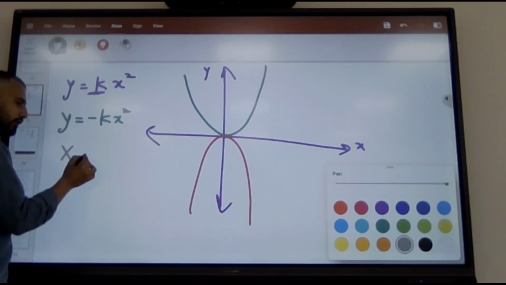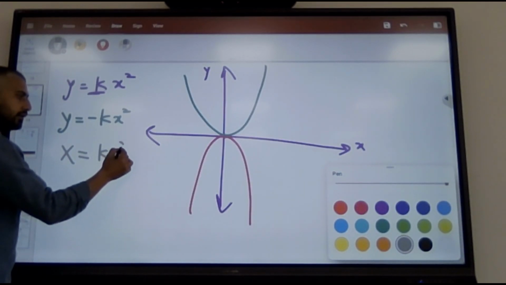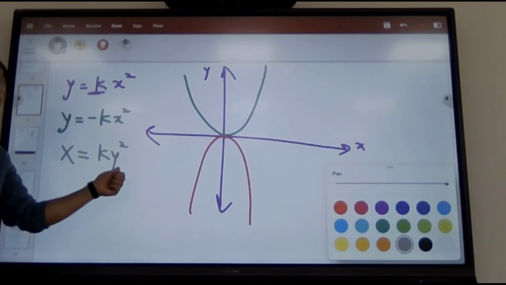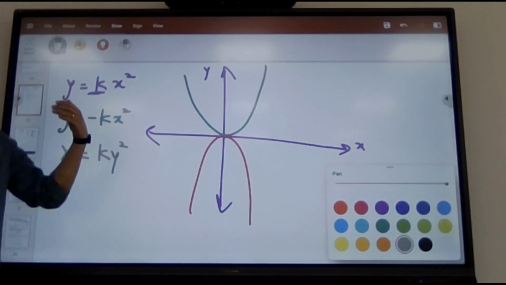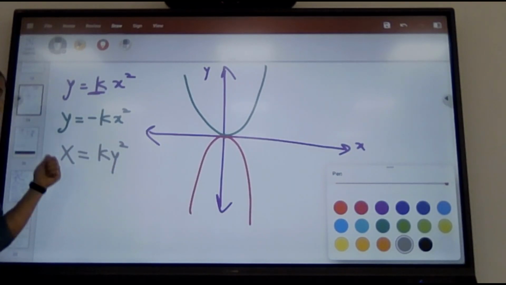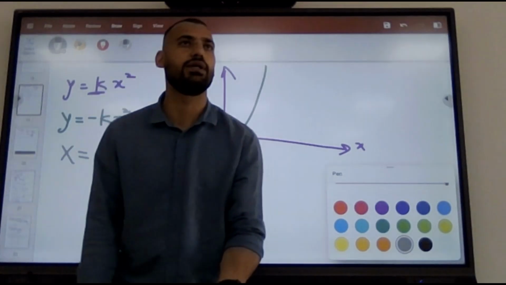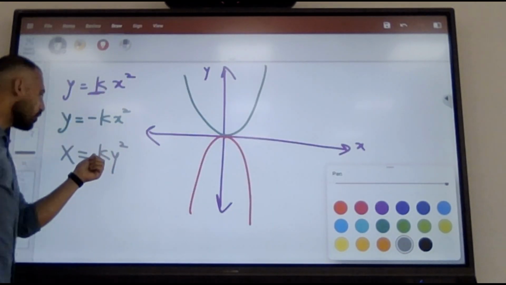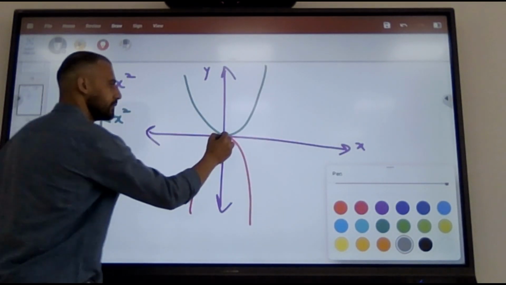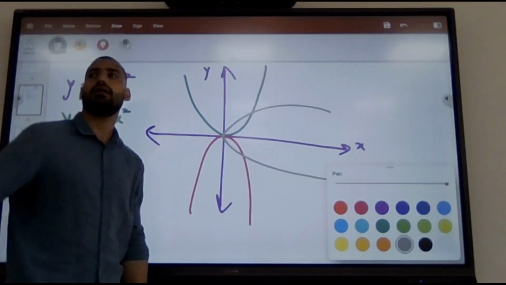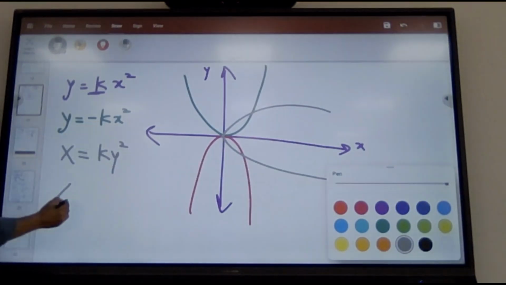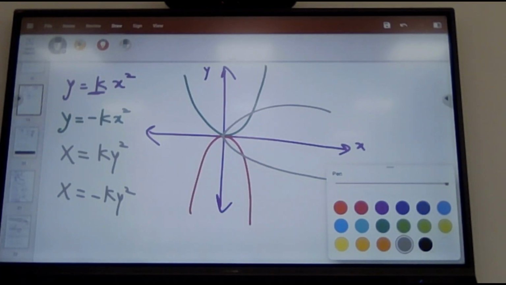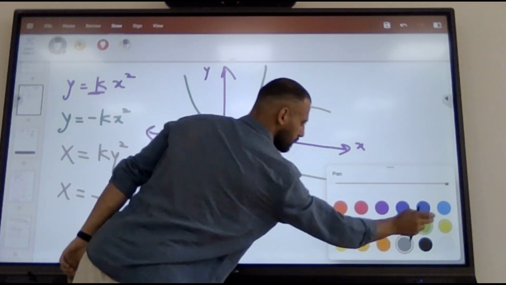If x is equal to ky squared, the power is on y, so the parabola will be symmetric about the x-axis. But there are two possibilities: either opening towards the right or left. But what is the coefficient? Is it clear? And the last one: x will be equal to negative ky squared. Now tell me, it will be on the left. That is it. Clear?